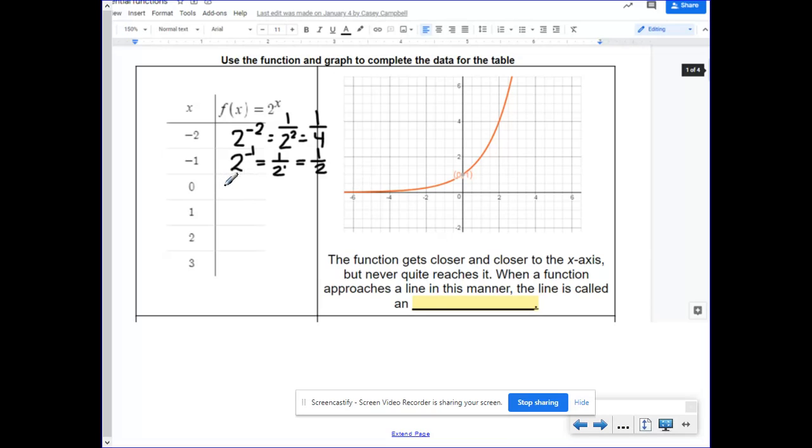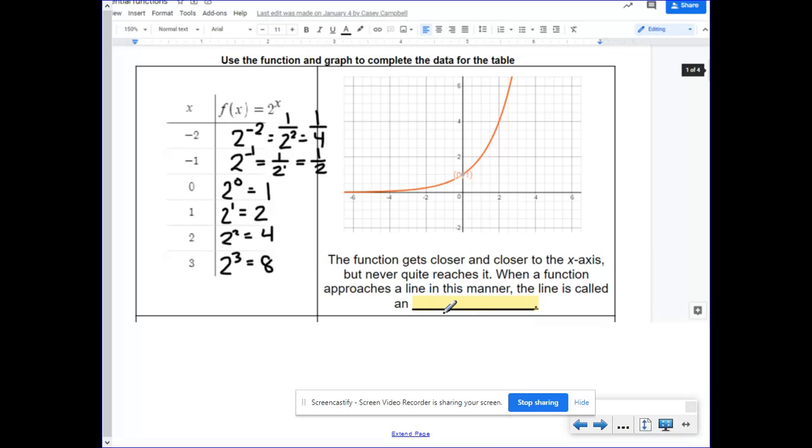The next one we would do is 2 to the 0 power, and this is another exponent rule. It's been a long time since we've talked about them, but anything to the 0 power is 1. The next one would be 2 to the first power. So what is 2 to the first power? 2. 2 to the second power is the next one, which is 4. And then 2 to the third power, yeah, that'd be 2 times 2 times 2, which is 8.